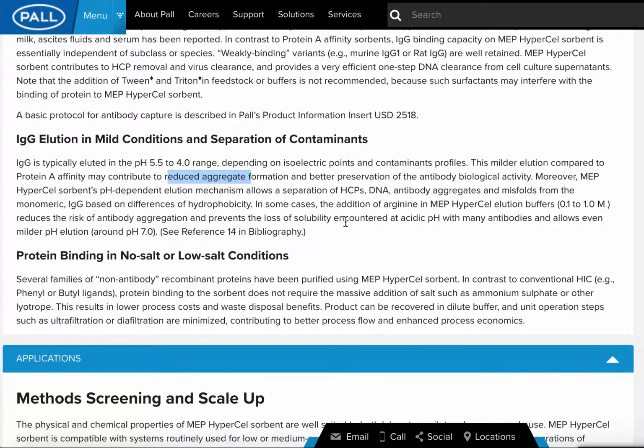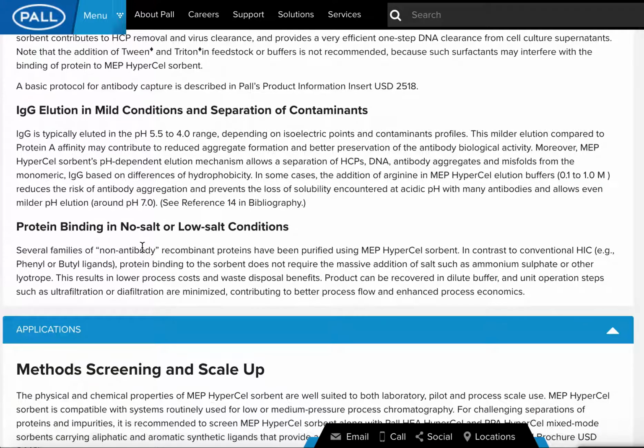In some cases, the addition of arginine in MEP HyperCel elution buffer, 0.1 to 1.0 molar, reduces the risk of antibody aggregation and prevents the loss of solubility encountered at acidic pH with many antibodies, and allows even milder pH elution around pH 7.0.